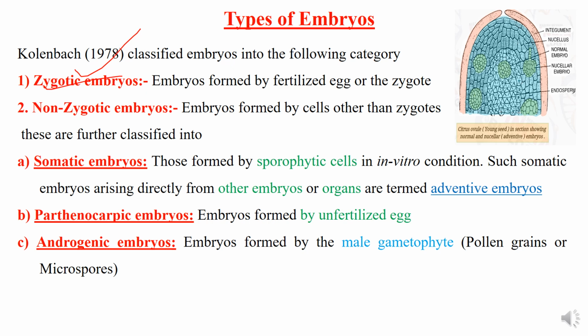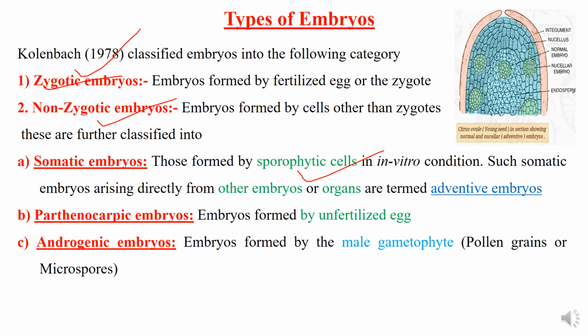Zygotic embryos means embryos which are formed by the fertilized egg or the zygote, and non-zygotic embryos are embryos formed by cells other than zygotes. These non-zygotic embryos are classified into somatic embryos, parthenocarpic embryos and androgenic embryos. Somatic embryos, we already know about these, are formed by sporophytic cells in in vitro conditions. Such somatic embryos arising directly from other embryos or organs are termed adventive embryos.